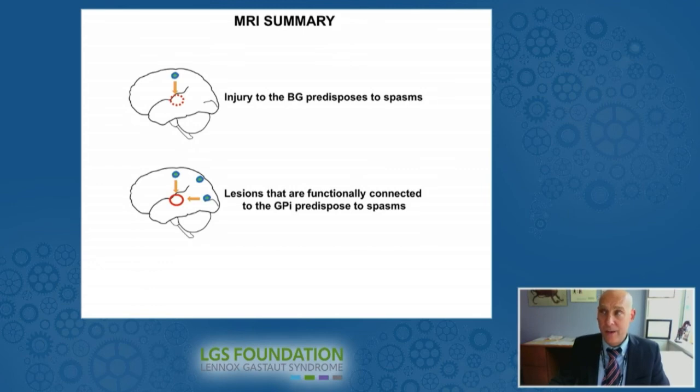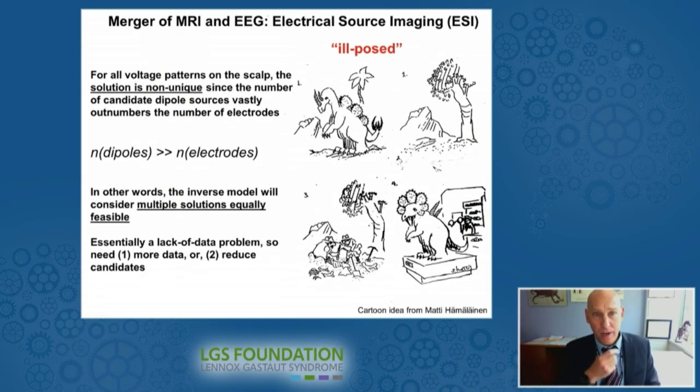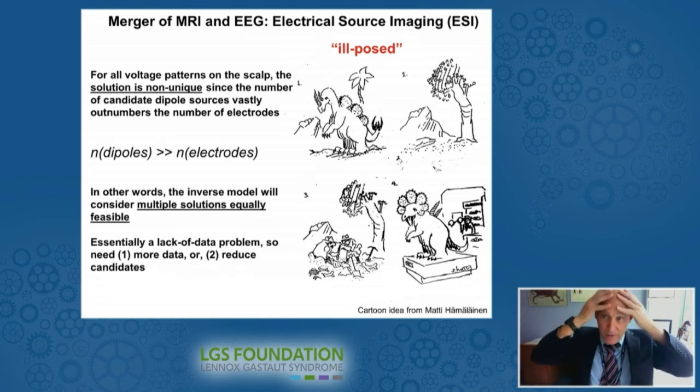Now, the next question is, can we combine the EEG and the MRI findings to create a kind of generic low-level model that then hopefully Dr. Archer and Gelinas will take up to the next level in how EEG and MRI may generate spasms. And one way of merging EEG and MRI is by electrical source imaging. Electrical source imaging is a way of creating a solution where you measure the brain waves on the scalp and calculate backwards where the signal has been generated.